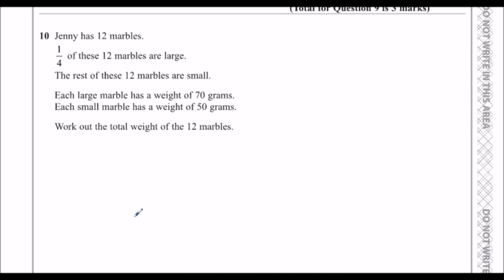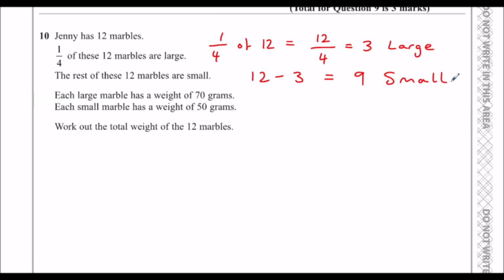Question 10. Jenny has 12 marbles. 1/4 of these 12 marbles are large. Let's work that out now. So 1/4 of 12. That's the same as 12 divided by 4. And 3 4s go into 12. 1/4 of 12 is 3. So there are 3 large, and the rest are small. So there's 12, take away 3, which means there are 9 small marbles.